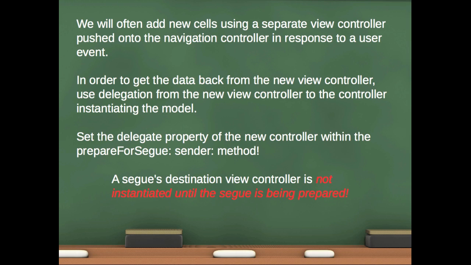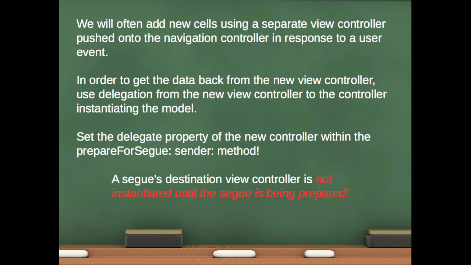So the delegate property in a storyboard is kind of tricky to figure out where to send this. If we're in a storyboard setting, then we need to set that delegate in prepareForSegue:sender: when we're preparing the segue that is going to display our new adding view controller. And then we can use delegation from that add view controller back to our table view controller. Importantly, though, the reason that we have to do it here is that the destination view controller is not instantiated until that segue is being prepared.